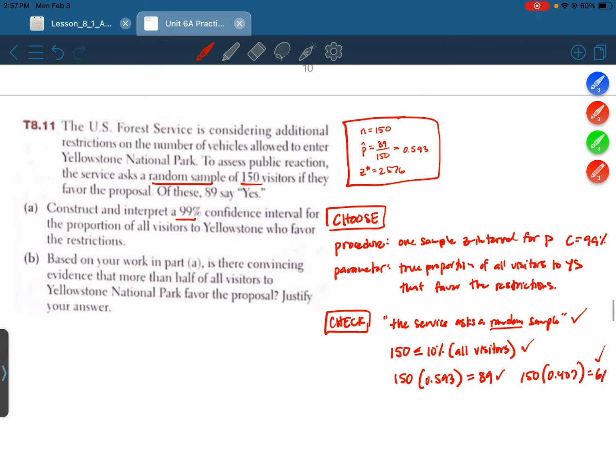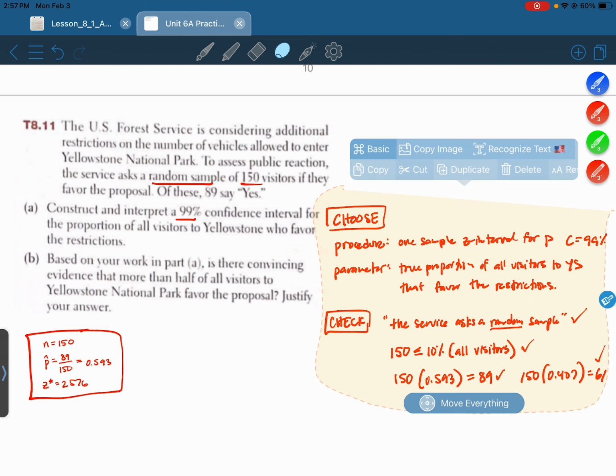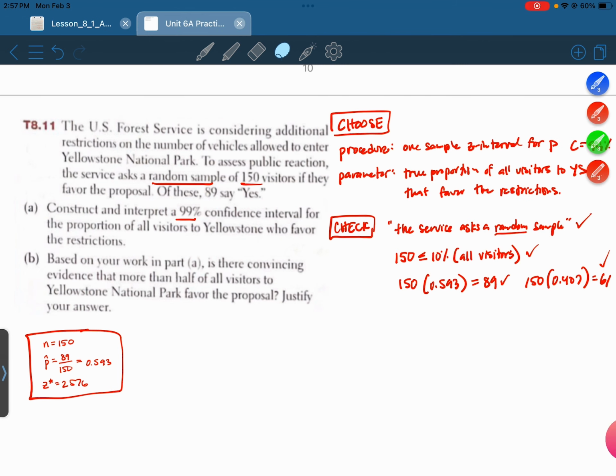I want to move some things around, so let's move that over here for now, and move all that up. Now we need to calculate. Usually there are 4 things that go into this step: the general formula, which is written in words; the specific formula, which is written in notation; the formula with the numbers plugged in; and then the actual interval. I'll just abbreviate. Point estimate plus or minus the margin of error. That's the general formula.